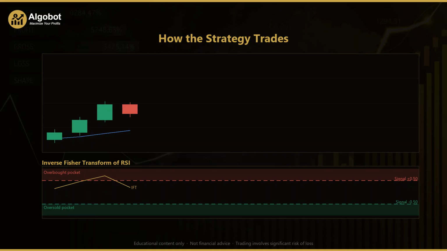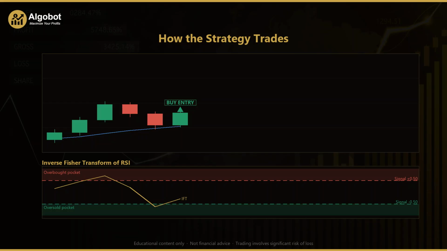Look at the opening candles on the left. Price is climbing steadily and staying above the trend line, and the trend line itself is sloping upward. That's the uptrend condition the strategy needs. In the subpanel, the oscillator rides high as momentum pushes into the upper zone. So far, there's no trade. The strategy is simply confirming that a genuine up move is in place.